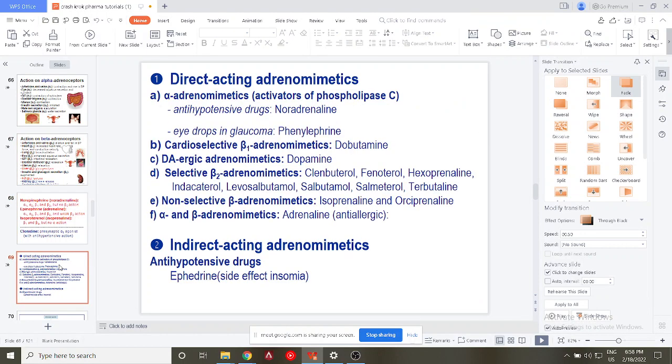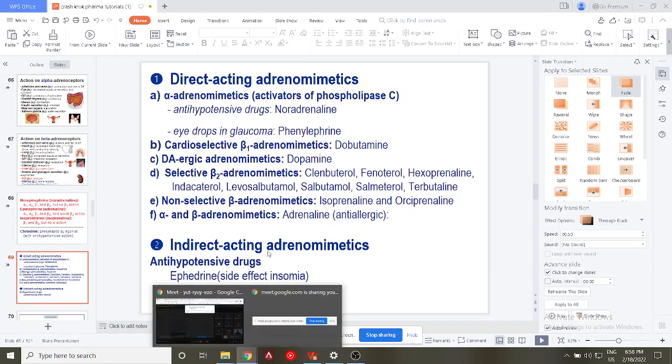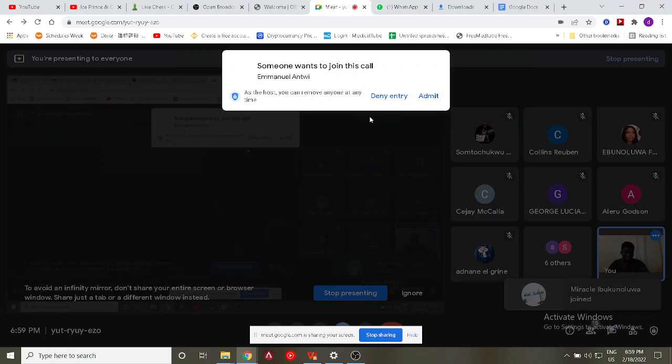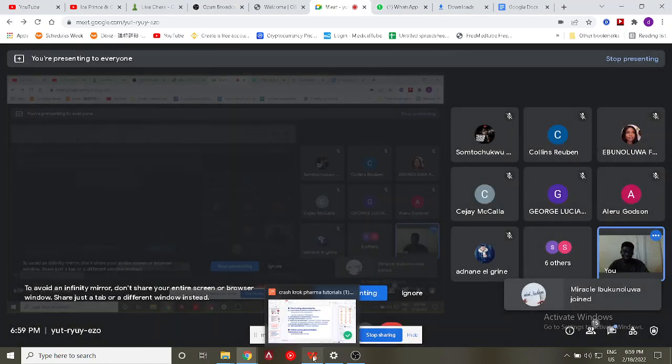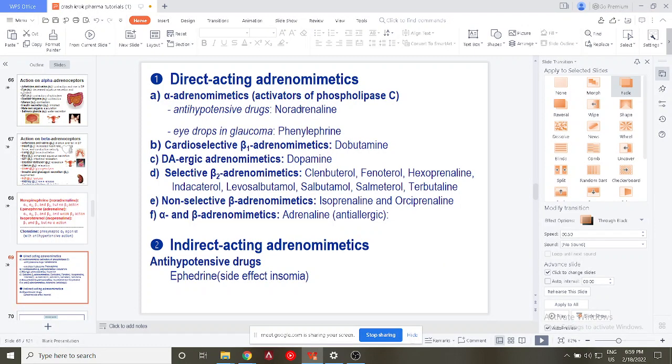Okay. So now we're going to talk about the drugs. There are two types: the direct acting or the indirect acting. The main drug to take note of here is noradrenaline. It's an antihypotensive drug. These drugs cause contraction of the smooth muscles and increase the blood pressure, so it can be used to treat hypotension.